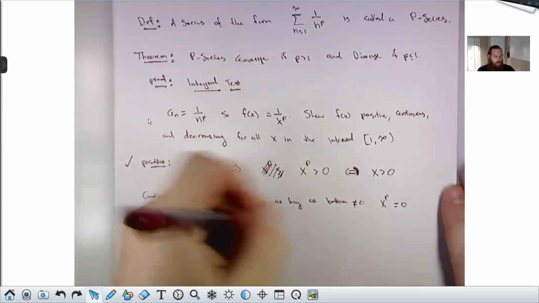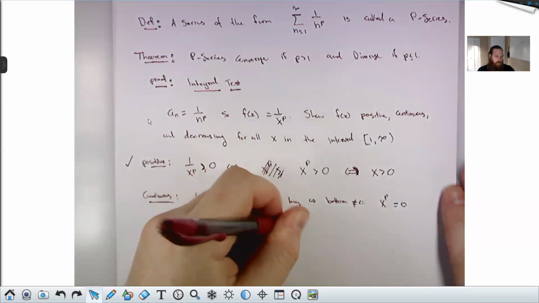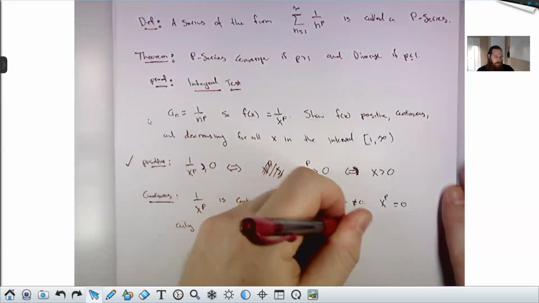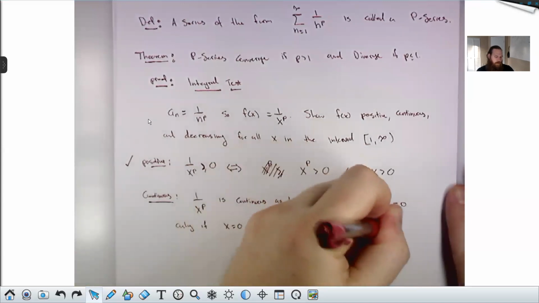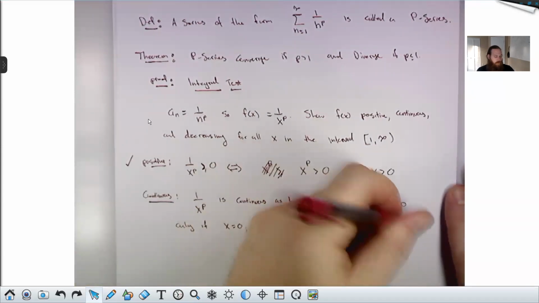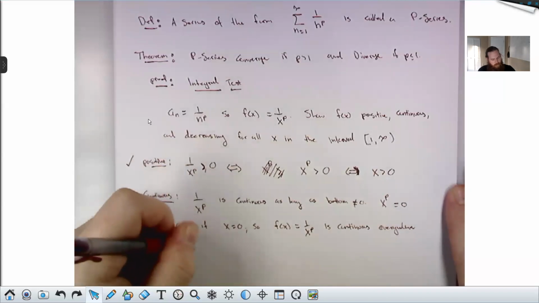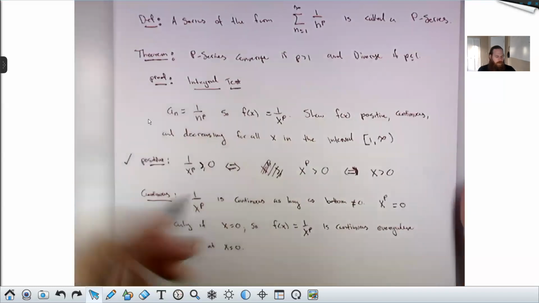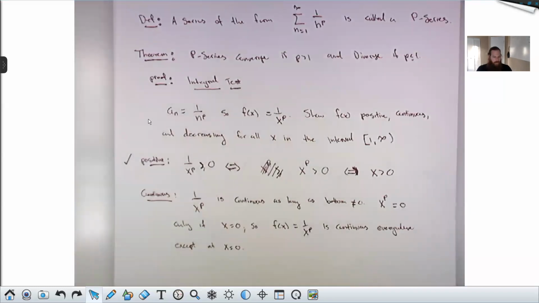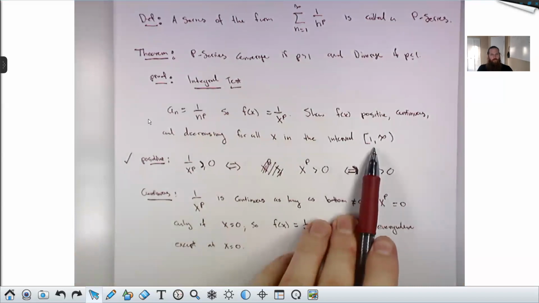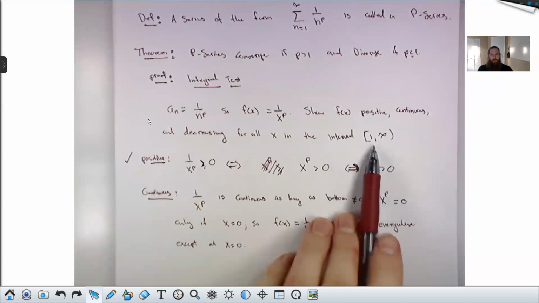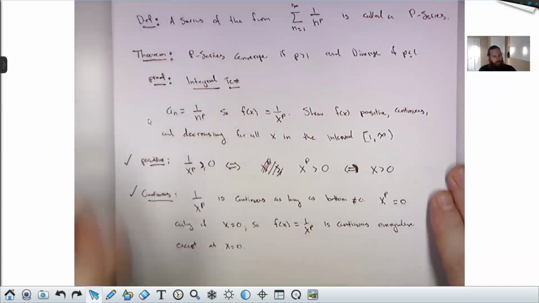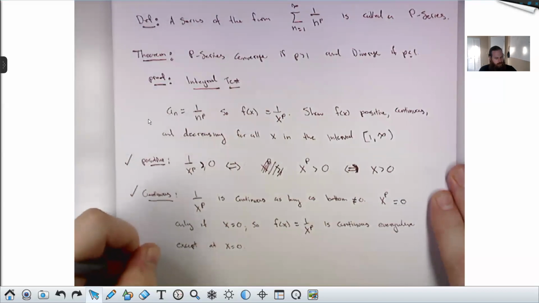So f of x equals 1 over x to the p is continuous everywhere except at x equals 0. And in particular, it certainly is continuous on this interval, right? Because 0 is not a part of the interval 1 to infinity. So, yep. And then decreasing.